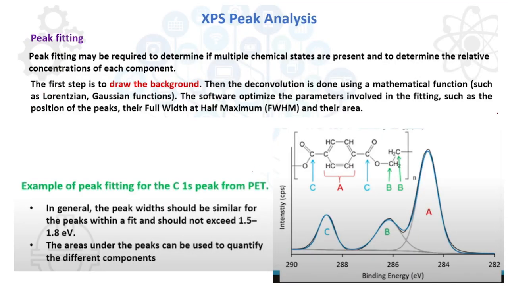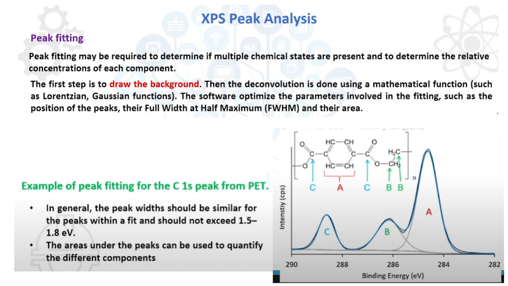So that's why we need to do peak fitting. Peak fitting is required to determine if multiple chemical states are present and to determine the relative concentration of each component. Since you see there are three different carbons. This carbon is C double bond O, this carbon is C double bond O and single O, and this carbon is not bonded with any electronegative oxygen atom. So based on that, the peak positions are different. This is A, that is only C double bond C. This is B, that is CH2, and this is C.